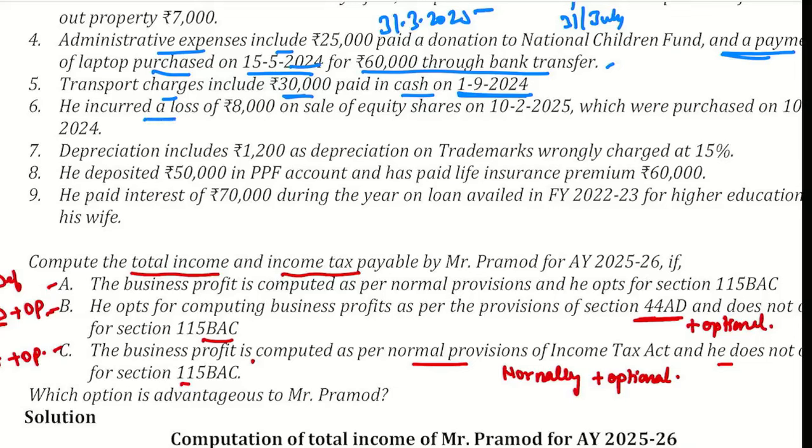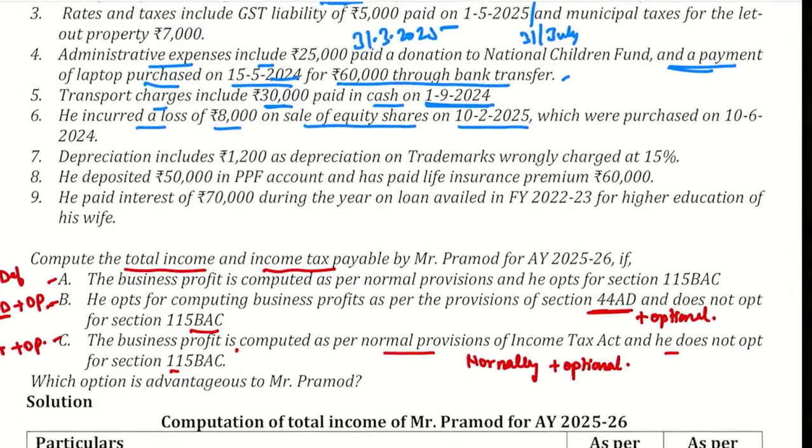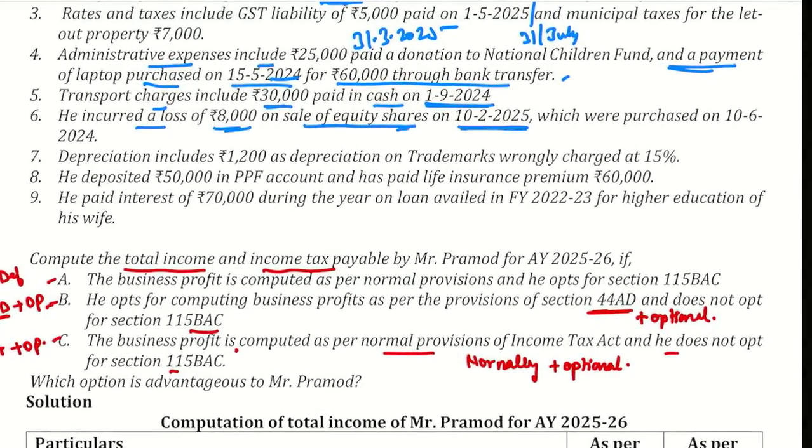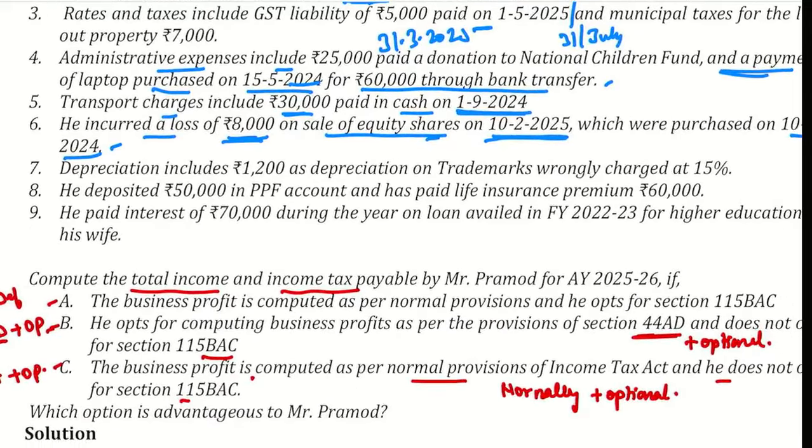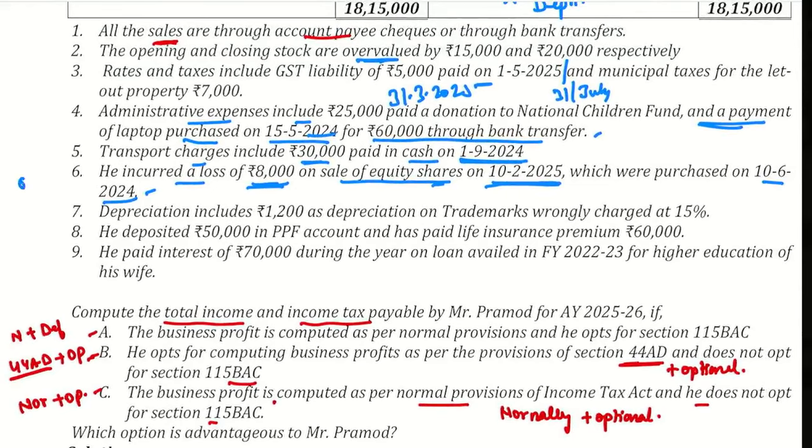Now, he incurred a loss of 8,000 on sale of equity shares on 10th February 2025, which were purchased on 10/6/2024. So in June 2024 he purchased it, and in February 25 he sold it. Within a year he has sold it, and 8,000 is a loss. Short-term capital loss or long-term capital loss? So 8,000 is a short-term capital loss.